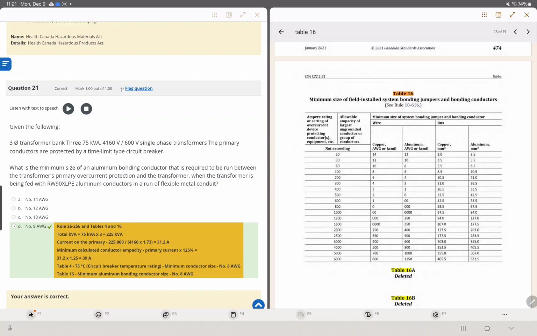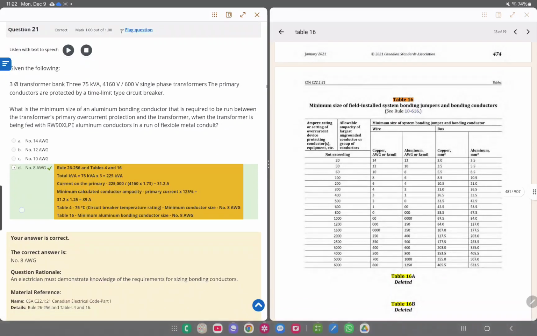Read it one more time. What is the minimum size of an aluminum bonding conductor that is required to be run between the transformer primary overcurrent protection and the transformer when the transformer is being fed with RW90XLP conductors, aluminum conductors in a run of flexible metal conduit? So also that it states the metal conduit is why you would know that you're in table 4 for 3 or more conductors. And the answer is indeed number 8.